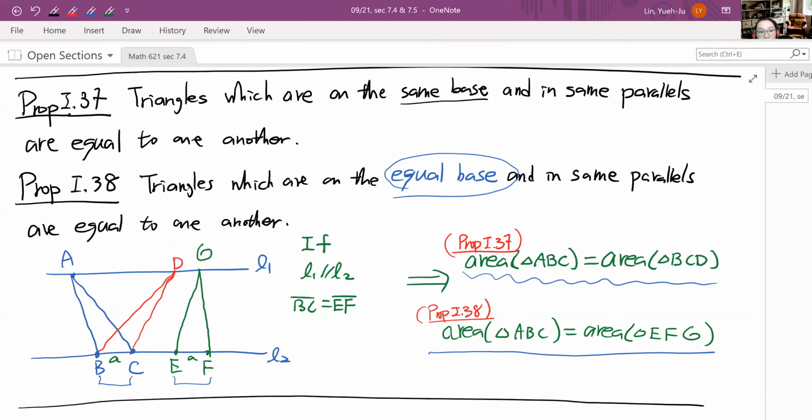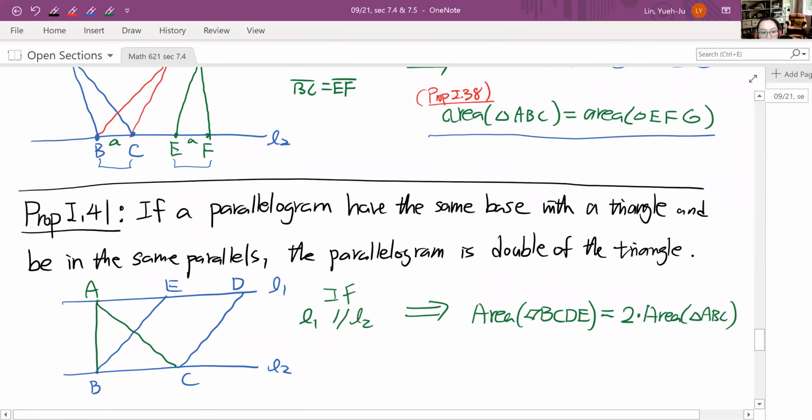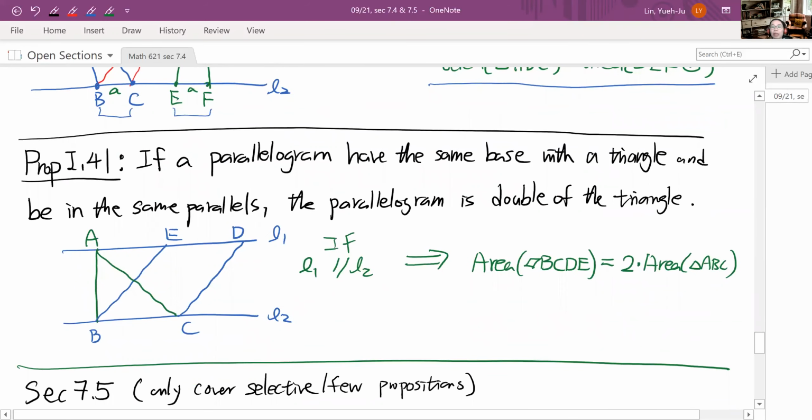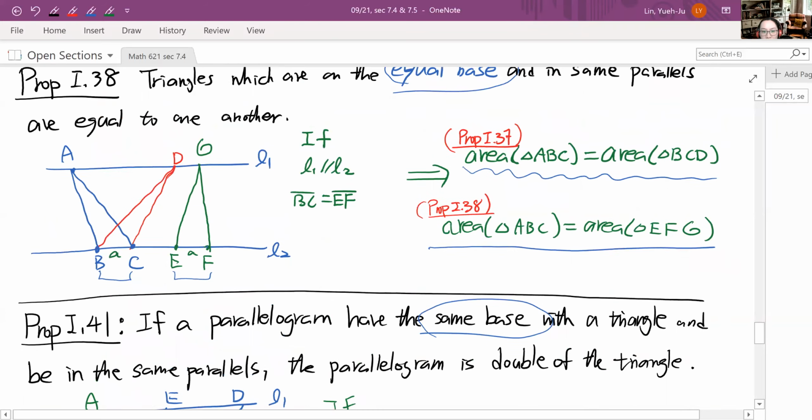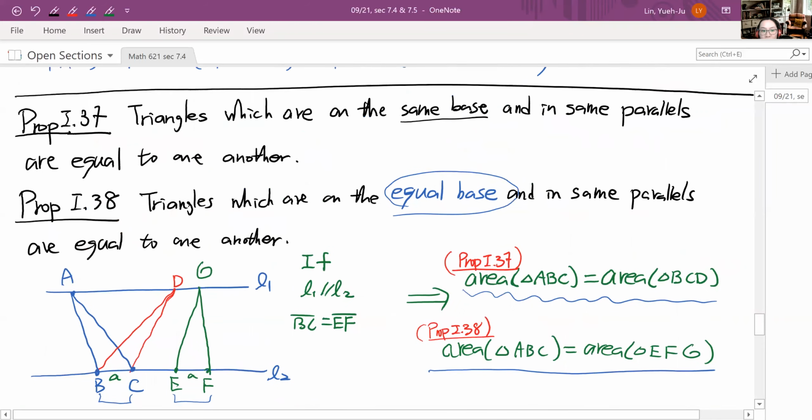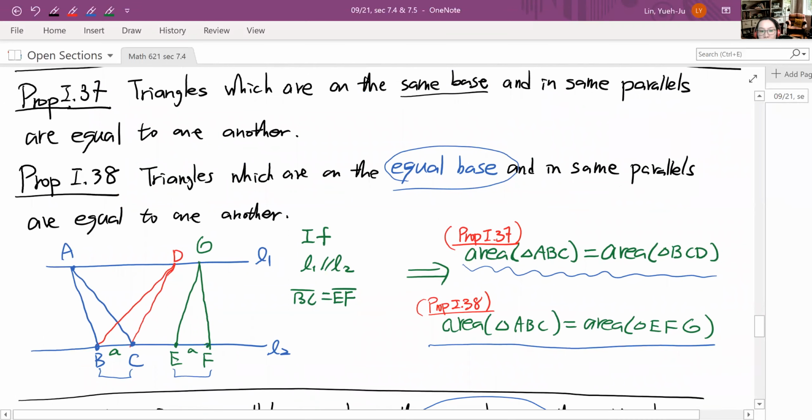And one last thing in section 7.4 I want to show you is essentially a combination of the area of triangle and parallelogram. So it says if you have a parallelogram which has the same base as a triangle, right, and is in the same parallels, then the parallelogram is double. Okay, so you can see that this is all related to each other, right? So I might probably say something wrong about the proof, but you can see that the proof for proposition 1.37 and 1.38 shouldn't be too different from what we just proved.